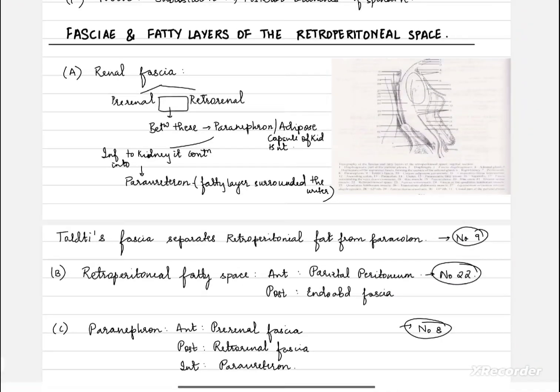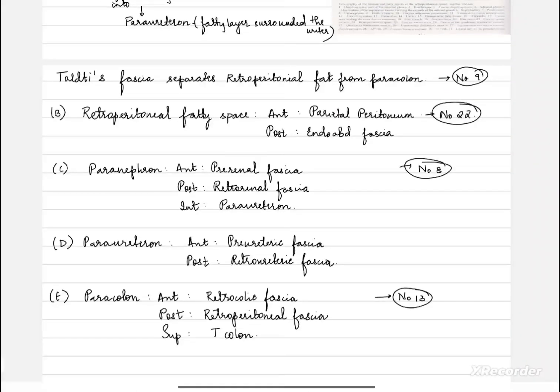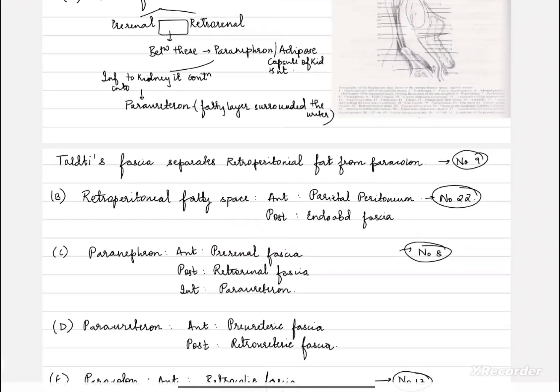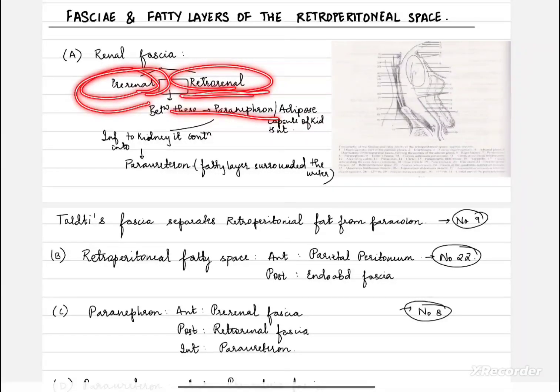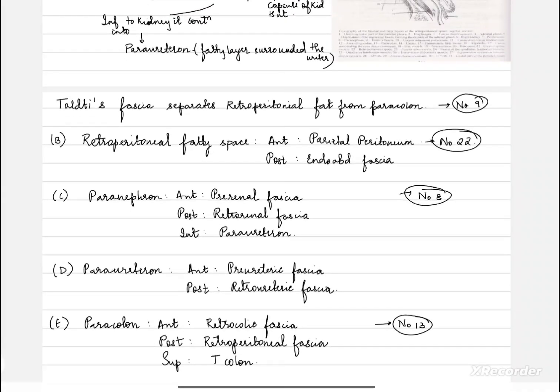Now see this area in this photo, this area is retroperitoneal fatty space. Anteriorly there is parietal peritoneum and posteriorly there is endoabdominal fascia. Paranephron: anteriorly is prerenal fascia, posteriorly retrorenal, and inferiorly parauterion. As I said already, paranephron is between prerenal and retrorenal.